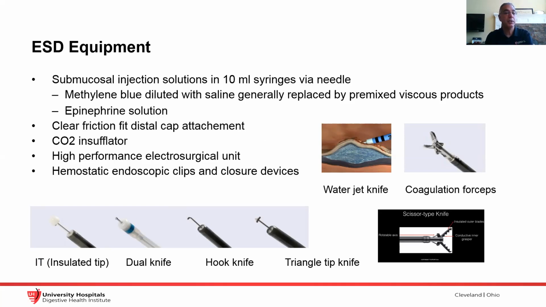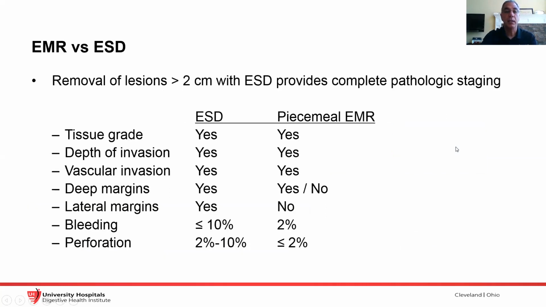And you should only be using a high performance electrosurgical generator that you're familiar with. And then obviously you want to have your hemostatic forceps and closure devices close at hand. This is the variety of knives that are available, with the newest knife being the scissor type knife, and the coagulation forceps allows you to apply soft coag.